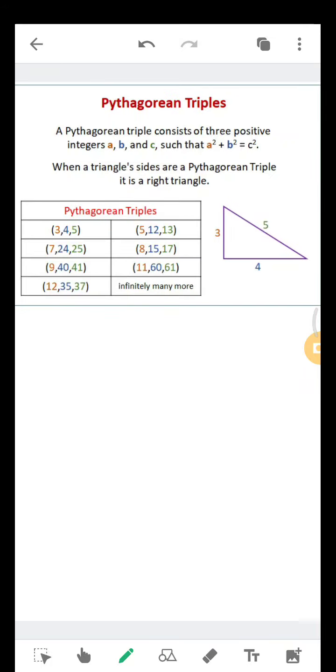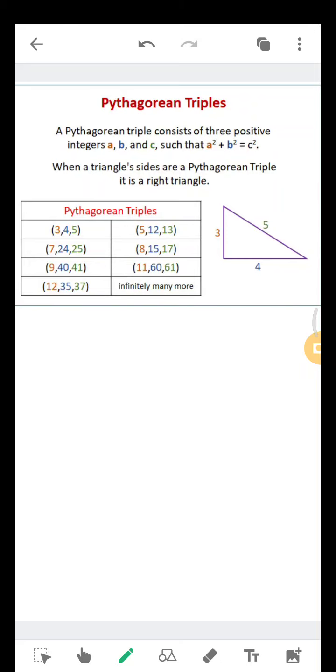Welcome back, dear students. In the last session we studied Pythagoras theorem and another theorem connecting Pythagoras theorem, that is theorem 6.7. In today's session we are going to solve a few more questions based on Pythagoras theorem. So before we go for exercise 6.5, let's recall what we learned in the previous classes.